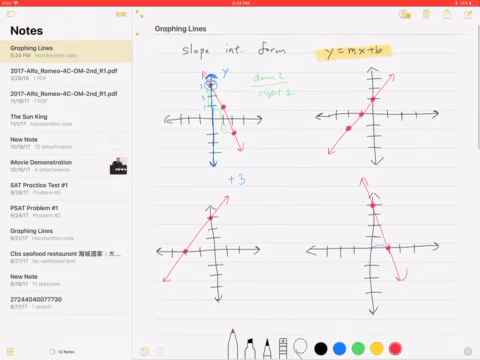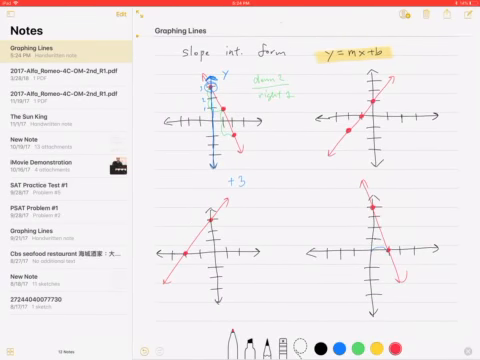So back to the picture: down 2, that's a negative 2. Right 1, that's a positive 1. That's my slope. That's the m. So negative 2 over 1. Well, if it's negative 2 divided by 1, that's just negative 2. You can just put negative 2. So y equals negative 2x plus 3 is the equation for this diagram.